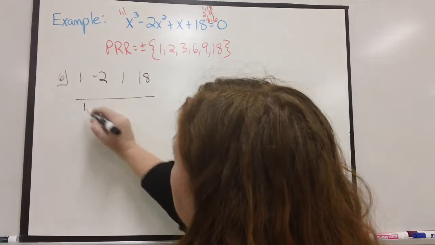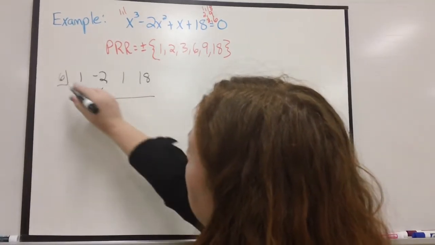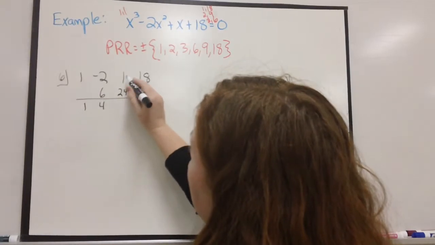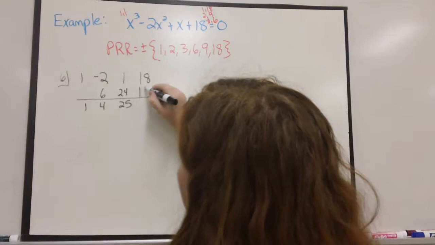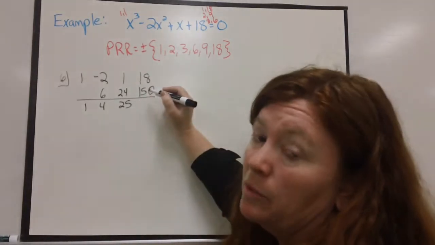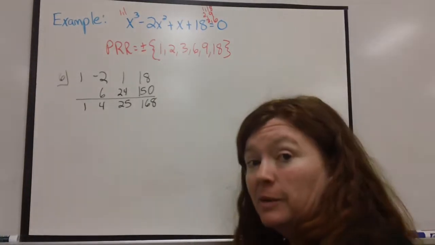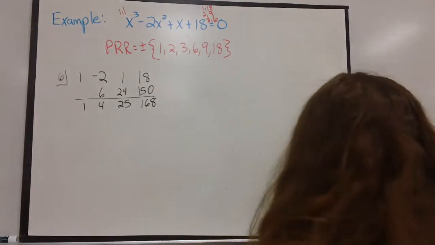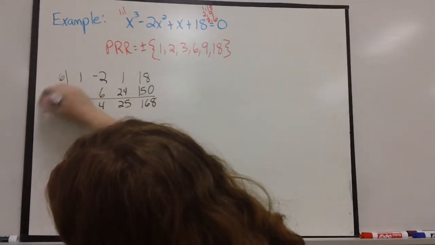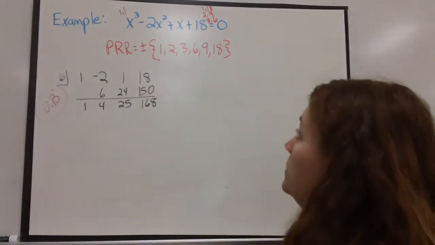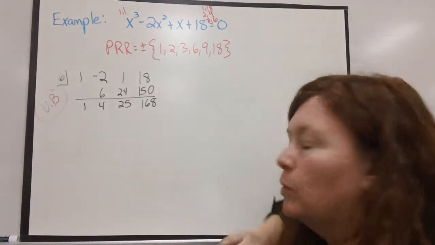Bring down the 1. 6 times 1 is 6. Add and get 4. Multiply and get 24. Add and get 25. Multiply and get 150. At this point, I already know it's not going to be a root. But not only is it not a root, it's an upper bound. I'll just write UB. It's an upper bound, which means not only does 6 not work, 9 won't work, and 18 won't work.